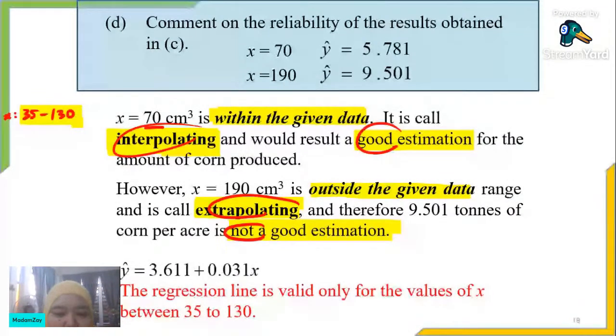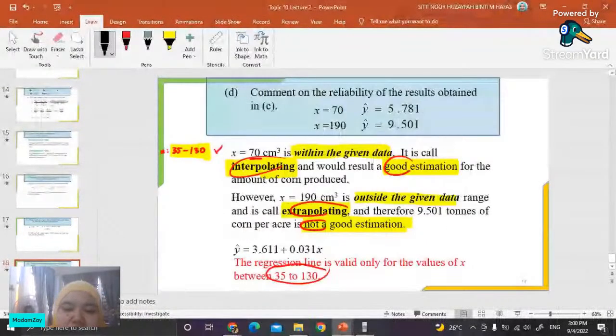Oh, sorry. This is what we said earlier. The regression line is valid only for the values of x between 35 and 130. What I said earlier. Okay. So it's the end of lecture 2 of topic 10. So the end of topic 10.